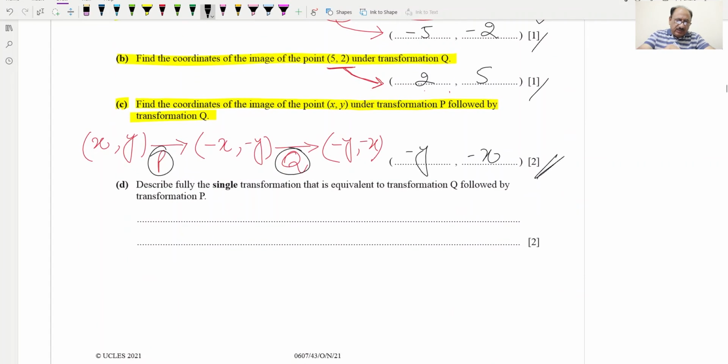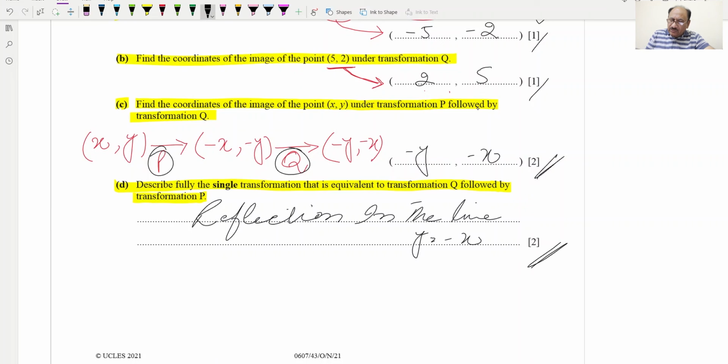And then in part D they are saying describe fully the single transformation that is equivalent to transformation Q followed by transformation P. This will be a reflection. If you check from the drawing, it will be a reflection in the line y is equal to minus x. This is a 2-mark question. From the drawing itself you can figure this out.